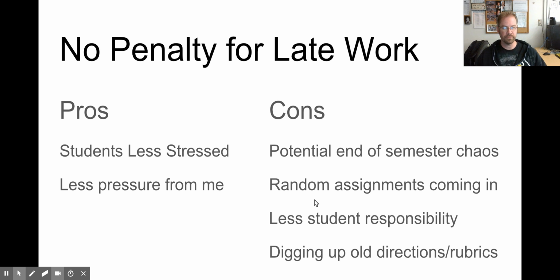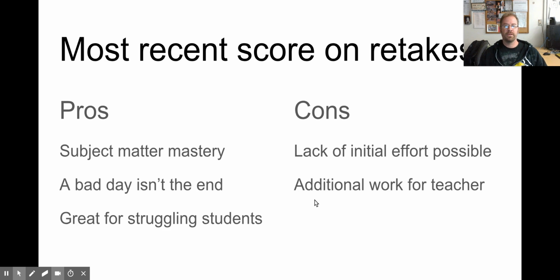There is definitely less student responsibility, because if I say you can turn this in whenever you want to turn it in, some students, I probably would have done the same thing in high school, would have been like, okay, I'm not going to work on it right now. Procrastinate, right? Oh, the digging up old directions and rubrics, I already mentioned that. So the late work wasn't a big deal for me.